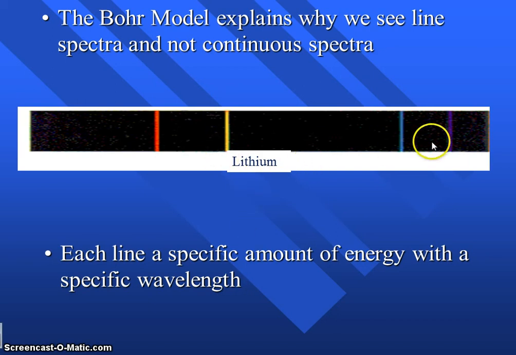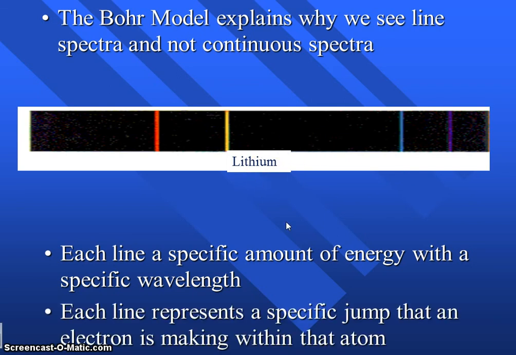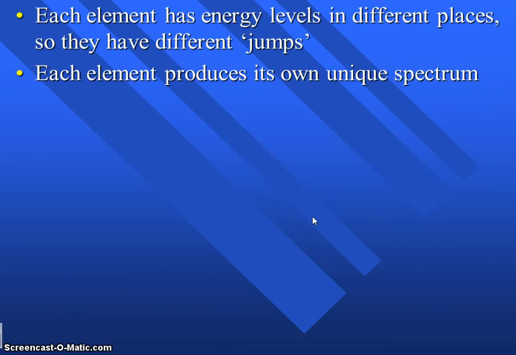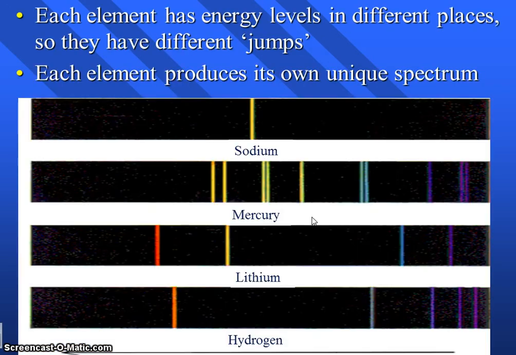And when we separate it with the spectroscope, we can see that each line in our line spectra represents a specific jump that an electron is making, and whenever it makes that specific jump, it always gives off that specific amount of energy with that specific color. And so that explains this model. Now, every element is a little bit different because every element has its energy levels spaced out differently. So we look here, we see sodium.